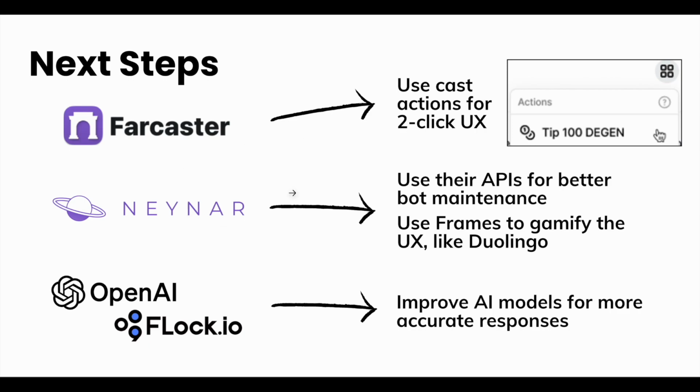And then in terms of Neynar, I saw that they had APIs for bots as well, so I might want to transition to their tech just for better bot and easier bot maintenance. And they also have lots of good frames APIs, so I might want to use those to try to gamify the UX, sort of like Duolingo, where you have streaks and you want to try to make it about learning a new language. And lastly, with OpenAI and Flock, I need to try to improve the AI models for more accurate responses so that there are no edge cases, and the users get the response that they're expecting.